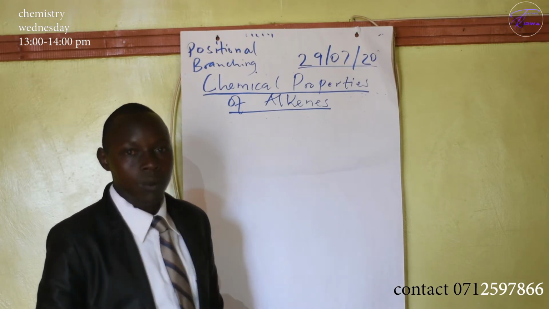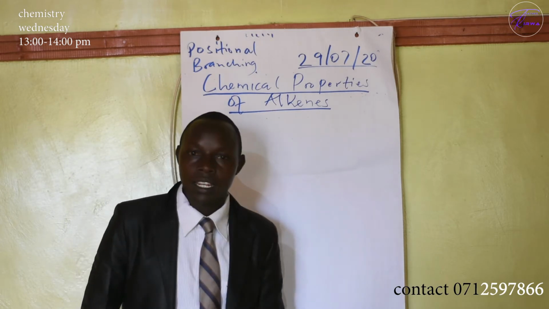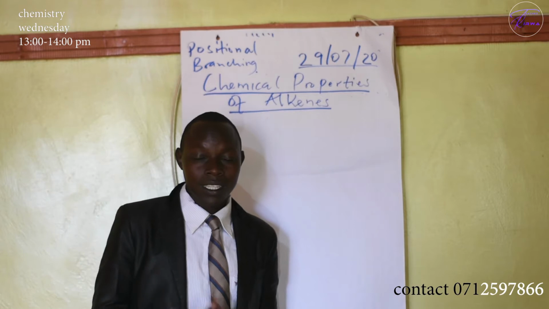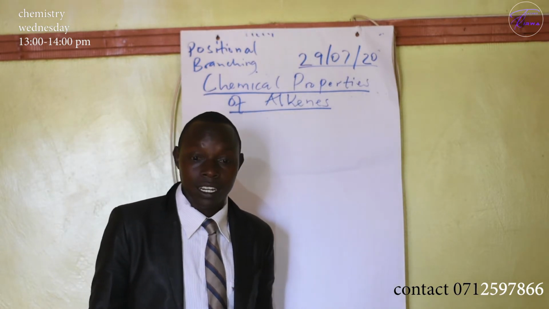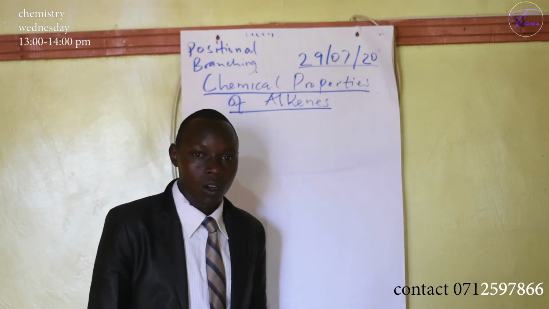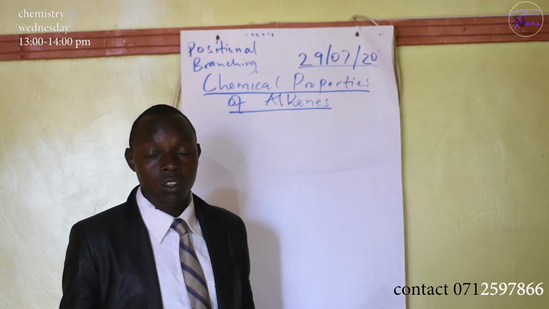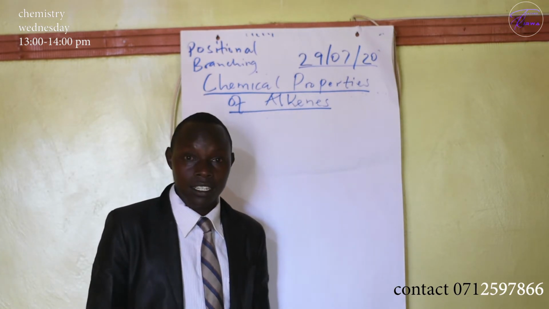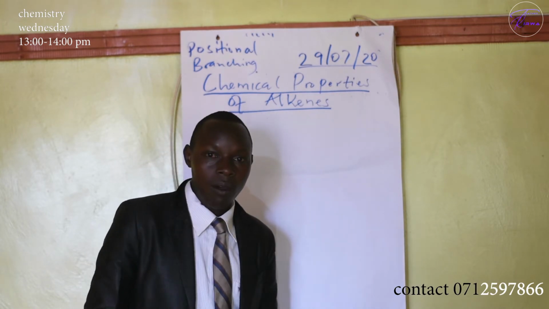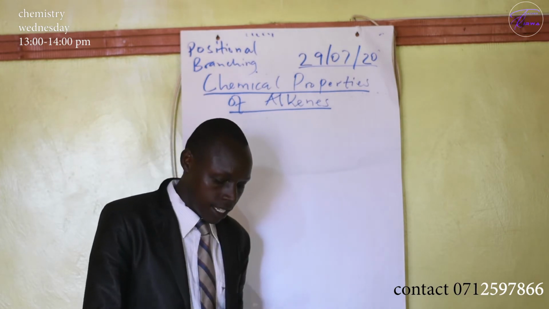We also looked at preparation of alkenes. We said alkenes are prepared by dehydration of alkanols, basically by use of a dehydrating agent, which is concentrated sulfuric acid. Also, aluminium oxide can be used both as a dehydrating agent and as a catalyst. So that is what we did in our last lesson. Today we look at the chemical properties of alkenes.